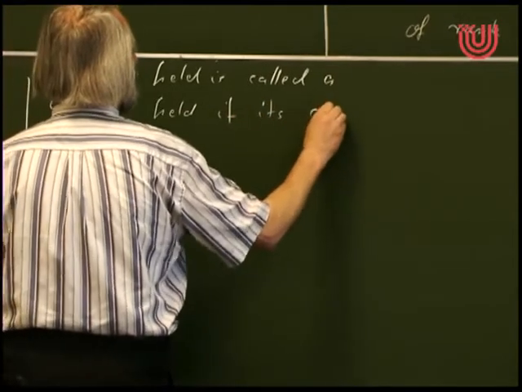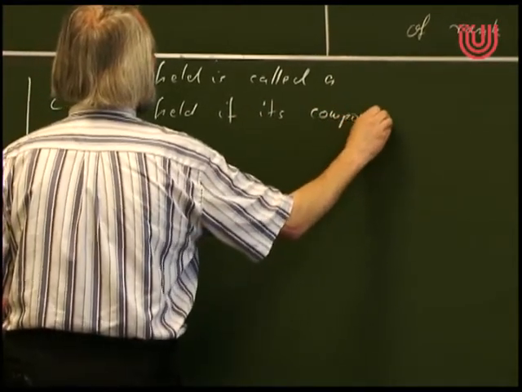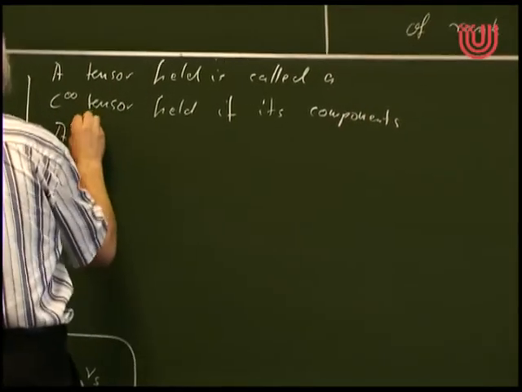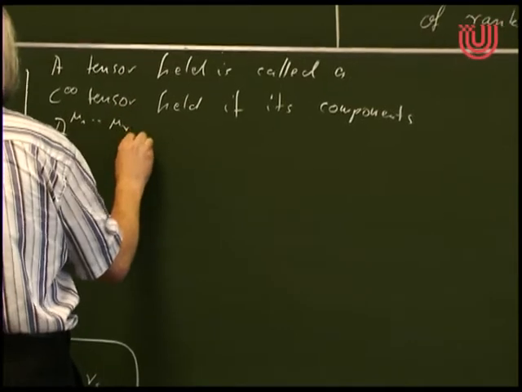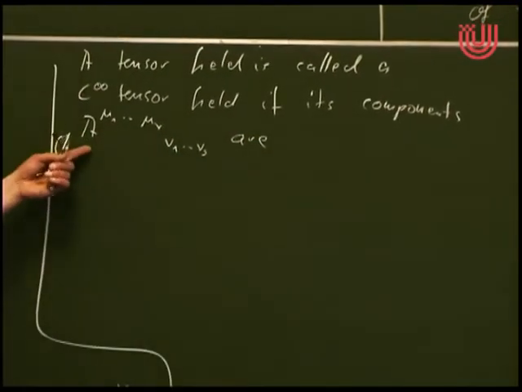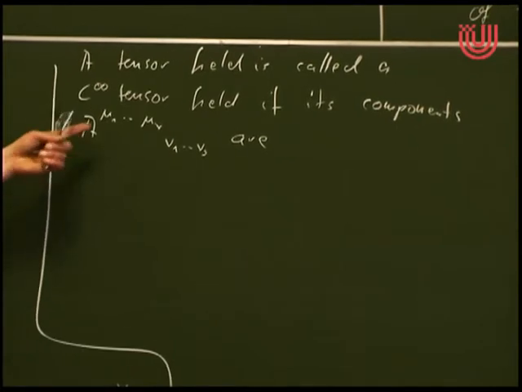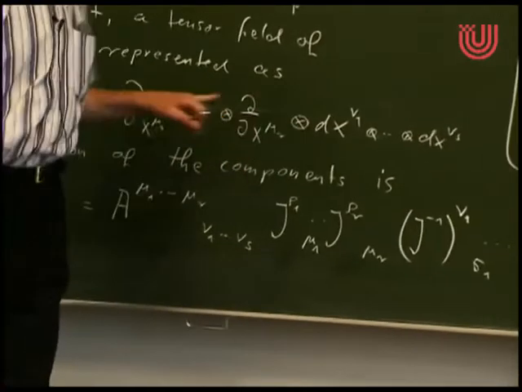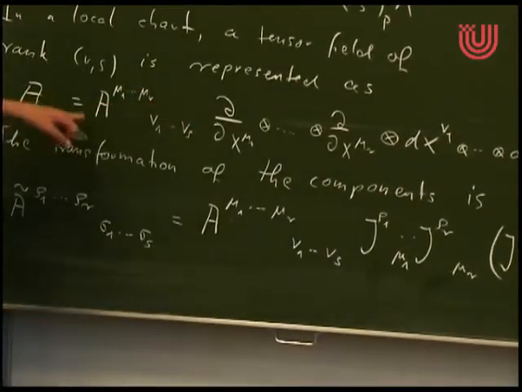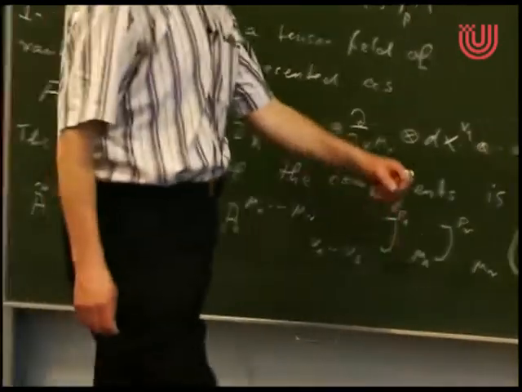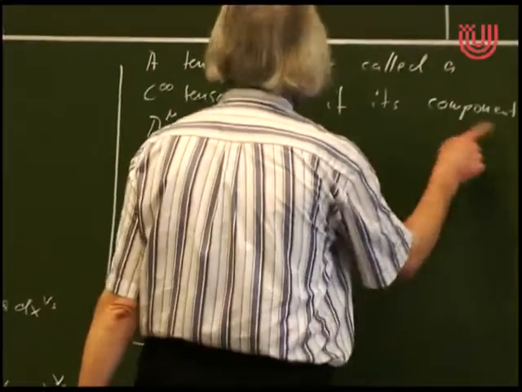If its components, so these are these numbers, a, mu1 to mu r, u1 to mu s. So these are just real valued functions on the set u where the chart is defined, right? These are the coefficients in this linear combination here. So these are just numbers at every point. So if I let the point float, they are functions on a subset of n.